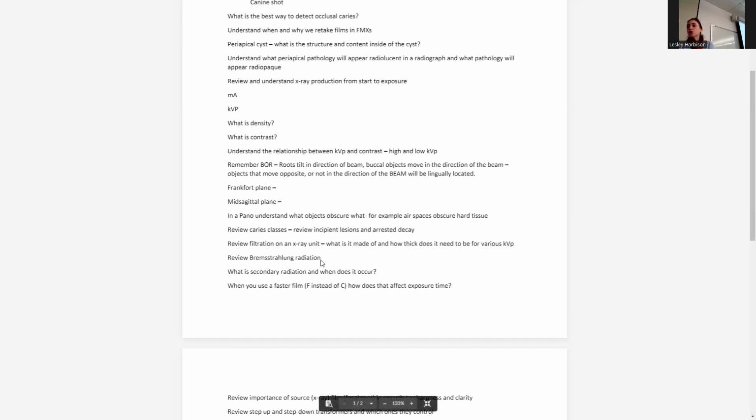And then review Bremsstrahlung radiation. You want to know that Bremsstrahlung gives you various different wavelengths. It comes in and angles off at these different angles so that it gives you a variety of wavelengths and strengths for the primary beam. Characteristic gives you more of a consistent, stronger beam, because it goes in and actually knocks out an electron.